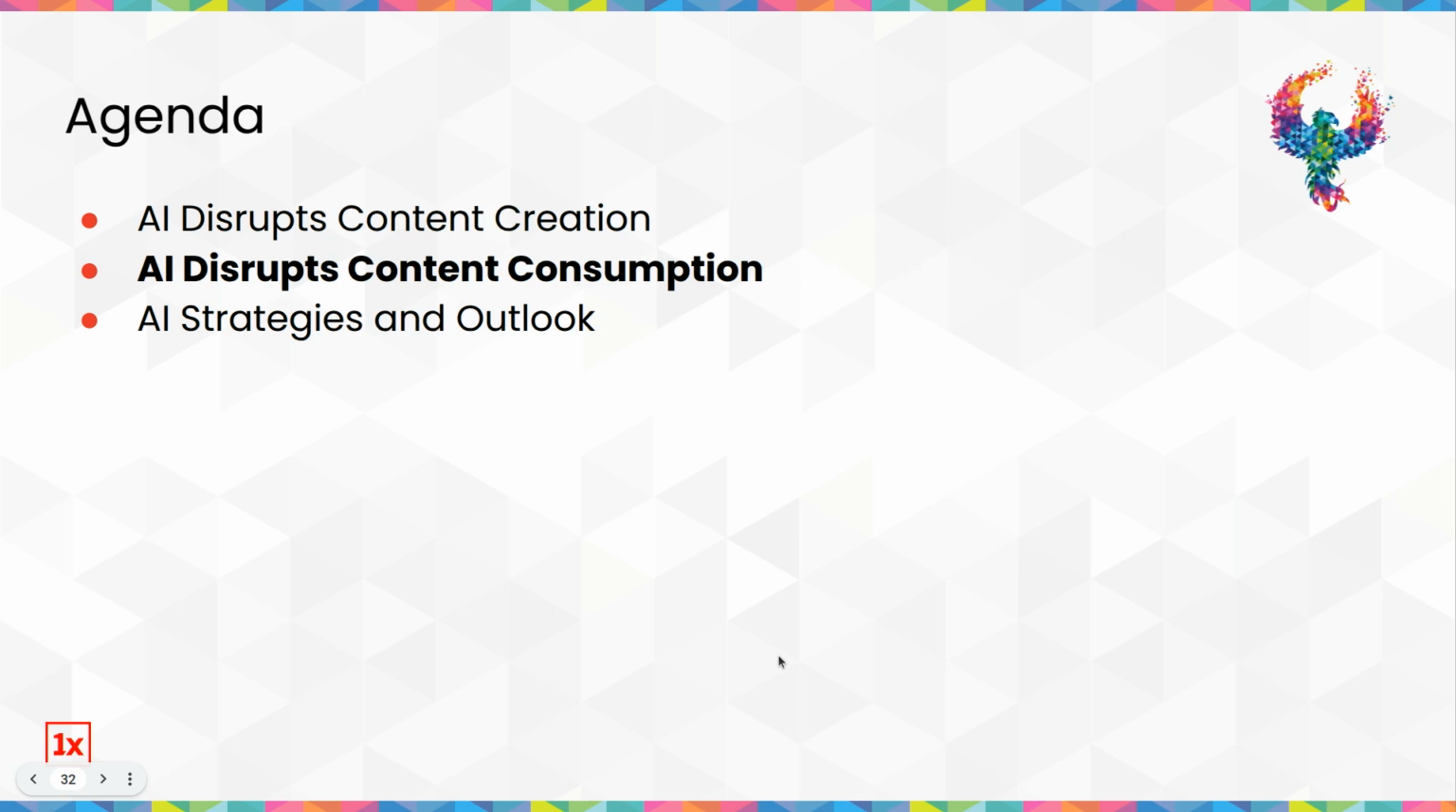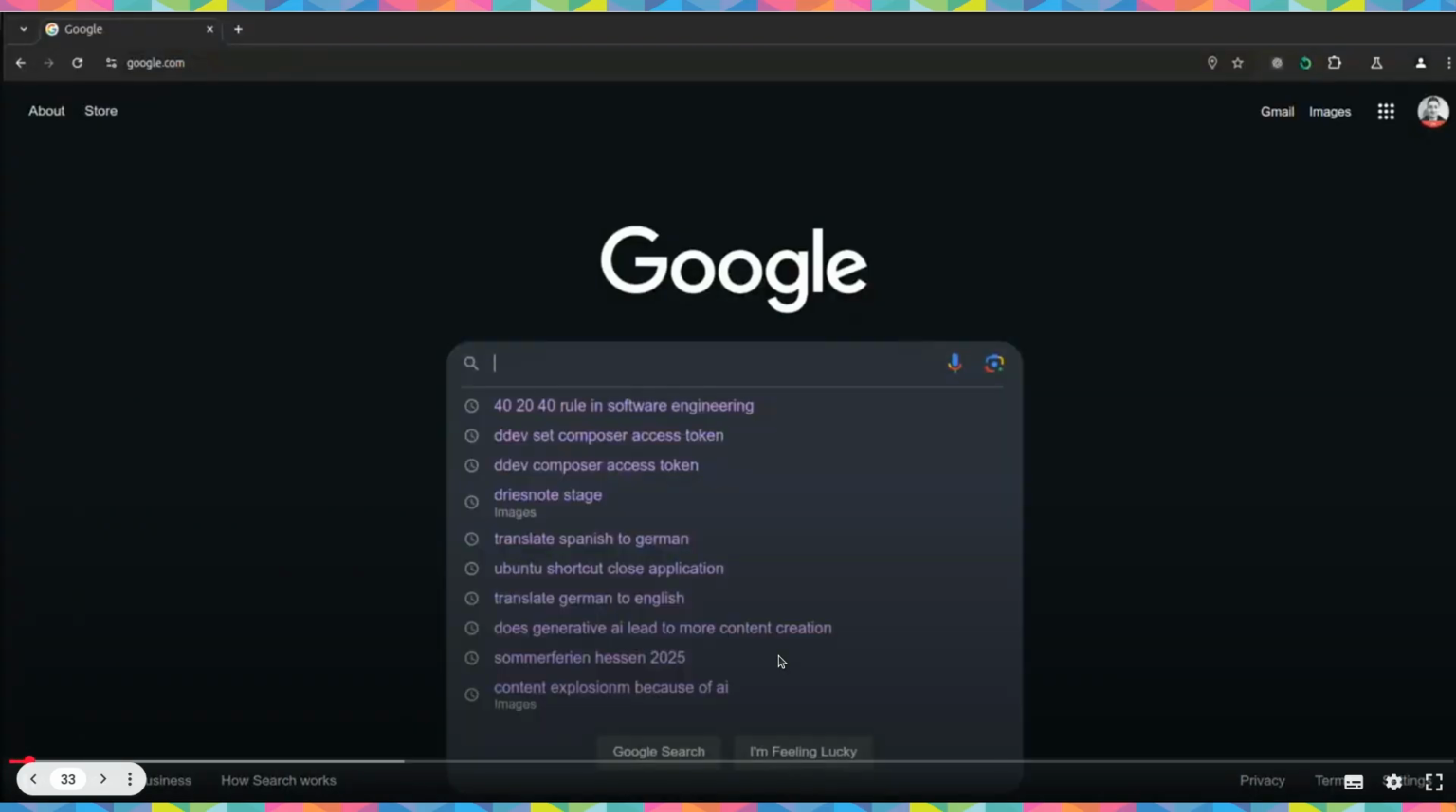All right, now let's turn this around. Now let's look from the other side. If there's so much content out there that is to be read, we can also use AI to consume it better, yeah? And so let's check it out.